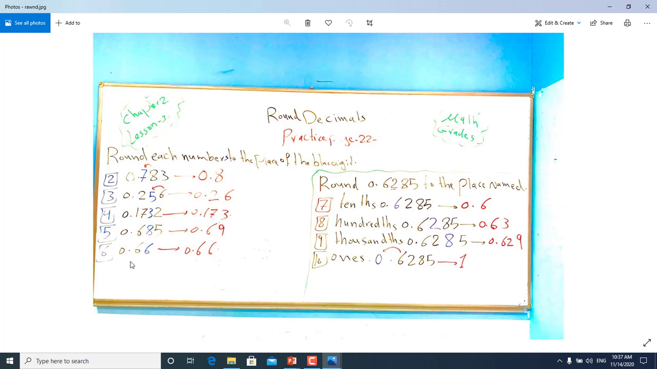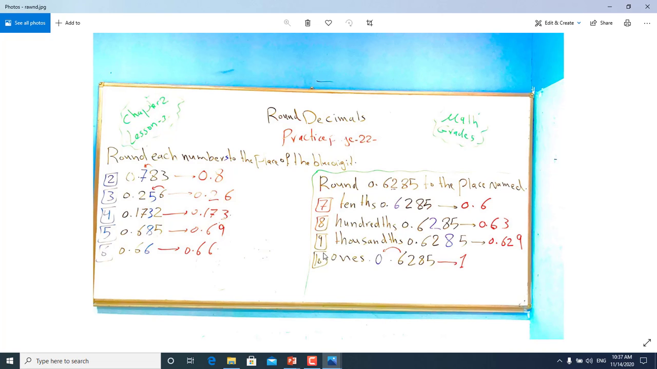And from 6 we have 0.66. This 6 at last is the last digit, and it's the blue digit, so that means we'll round for this blue digit. We don't have any number next to 6, so that means it's 0. So 0 is less than 5, we don't increase any number over this 6. This 6 will be 6.